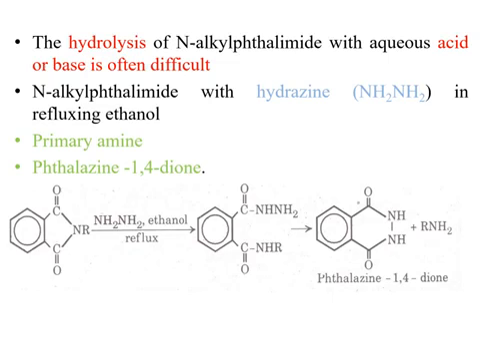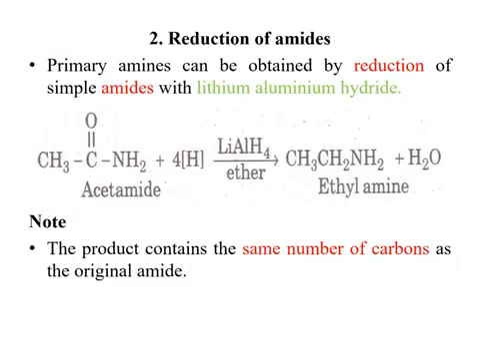This complex molecule will be converted into phthalazine-1,4-dione with the formation of our primary amine, that is RNH2. Reduction of amides. Primary amines can be obtained by the reduction of simple amides with lithium aluminium hydride. Acetamide, lithium aluminium hydride, ether is used as a solvent. Simply C double bond O is reduced into CH2. The product contains the same number of carbon as the original amide.